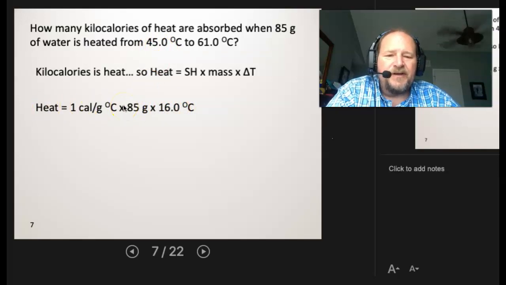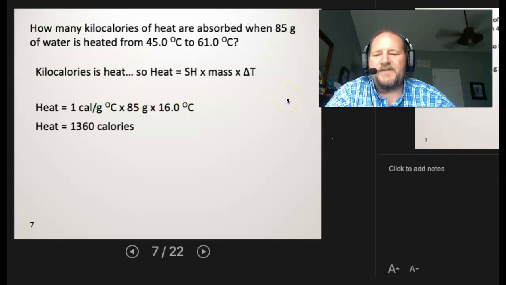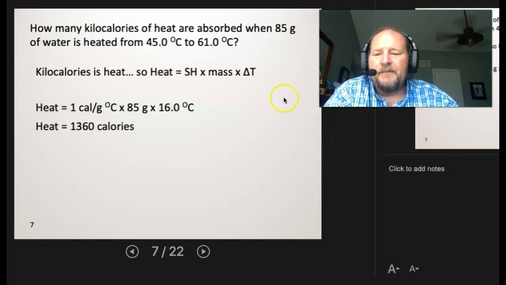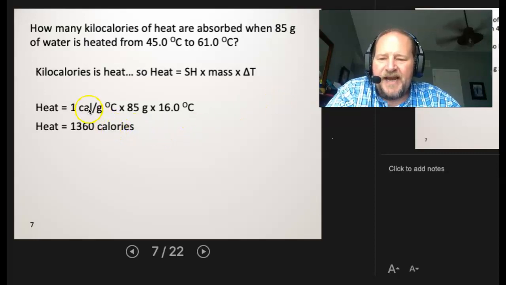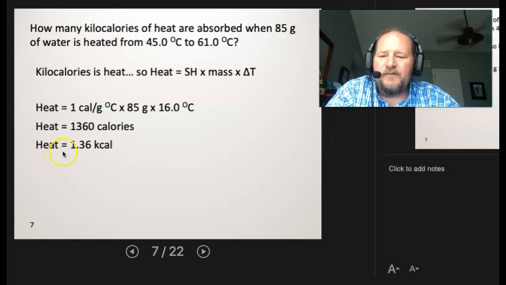Once you get to this point, it's using the calculator, right? We'll let it do the heavy lifting. We'll take 1 times 85 times 16. That gives us 1,360, but let's keep track of units here. It's calories per gram, grams cancel out, degree C cancel out, so we're left with calories. Now remember, what did the question ask us for? How many kilocalories of heat? So we're going to have to make a conversion there. So heat would be equal to 1.36 kcals.